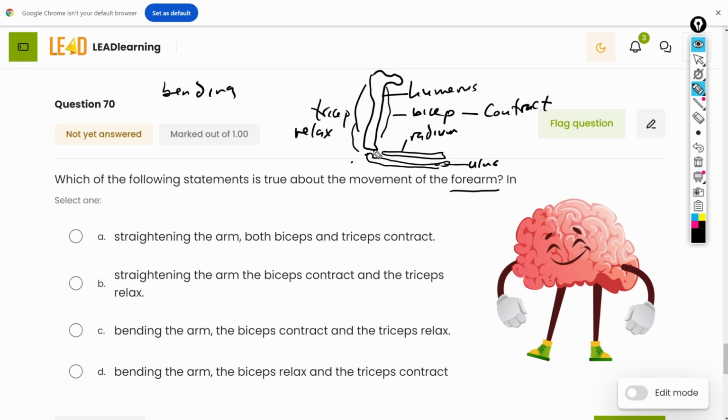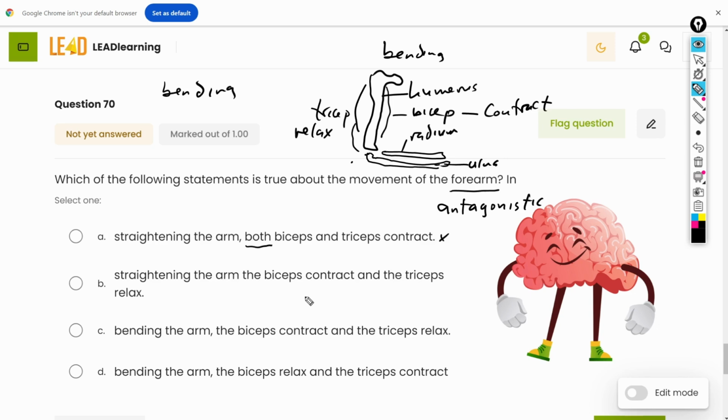And if it needs to straighten out, then the opposite needs to happen. So this is for bending. The bicep needs to contract while the tricep relaxes. So let's check our options based on this information. Straightening the arm, both biceps and triceps will contract. Both of them cannot do the same thing. Like I said, muscle pairs operate as an antagonistic pair. So this does not agree.